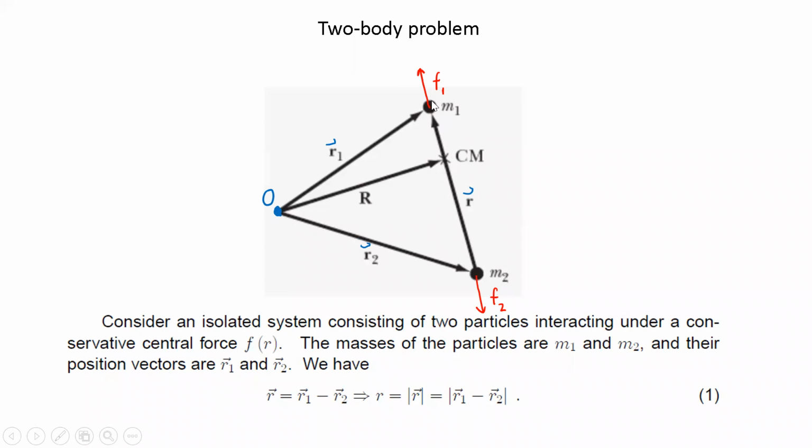This R, as you can see from this picture, is the vector subtraction, given by R1 minus R2. So this is the vector, and it basically points from one mass to the other. Finally, I have this capital R vector, which is the position vector of the center of mass of the system, the center of mass of M1 and M2.